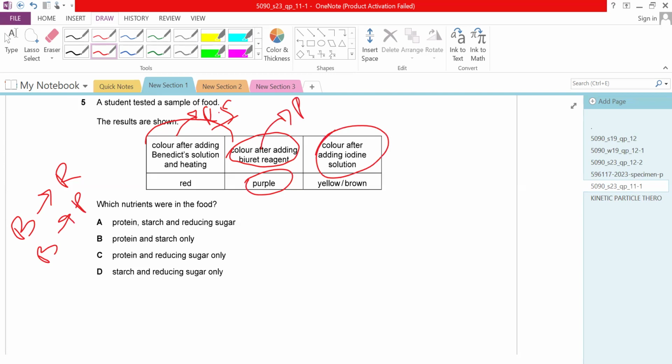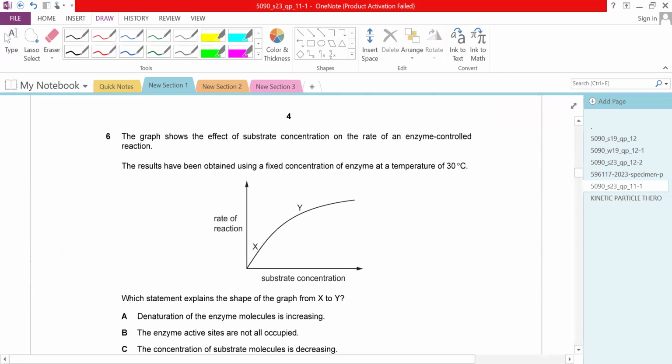If it turns purple, it means that protein is present in the food sample. Then the color after adding iodine solution. So iodine is used to test starch, and the initial color of iodine solution is yellow brown, and when it converts into blue black, it means that starch is present. So red color means reducing sugars are present, protein is present. Option C is correct for question number 5, which is protein and reducing sugar only.